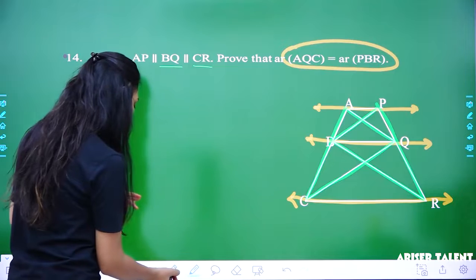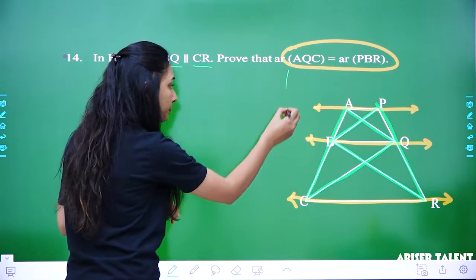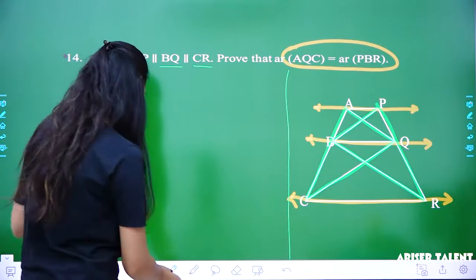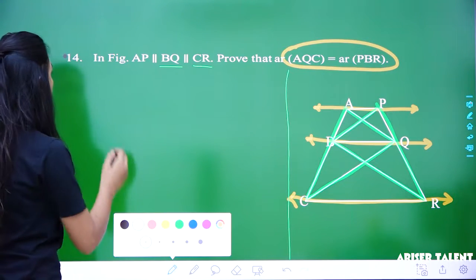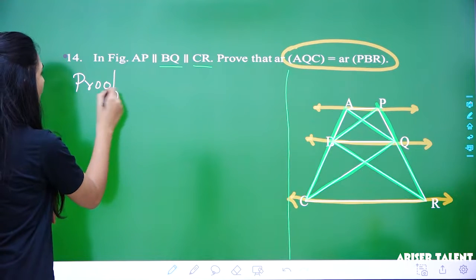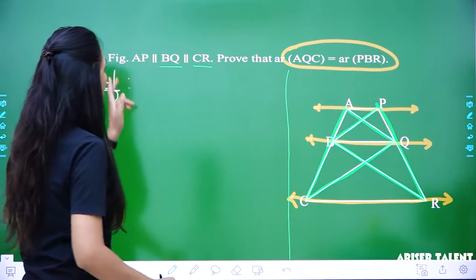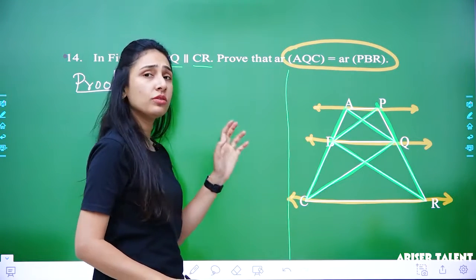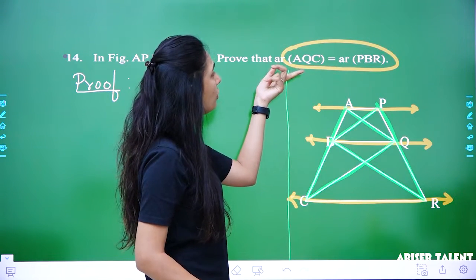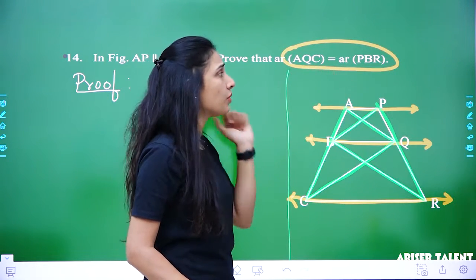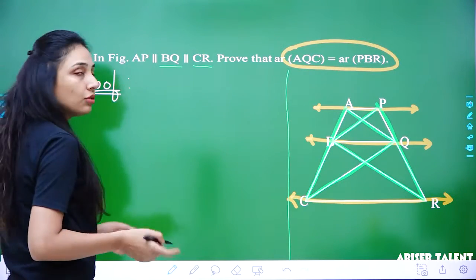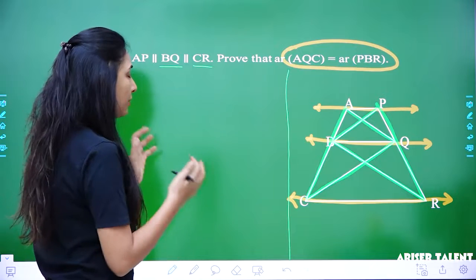So we have discussed the method, how we are going to prove it. Now let's start with the proof part. There is no construction. Given: AP is parallel to BQ is parallel to CR. To prove: area AQC is equal to area PBR. I'm going to write only the proof part here, so help yourself with the previous part.